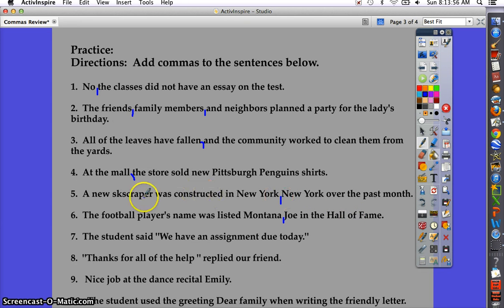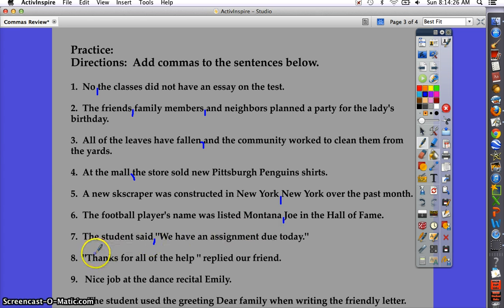Number 7: The student said, "We have an assignment due today." There's some dialogue, the exact words of a speaker, so it's: the student said, comma, quote, we have an assignment due today, period, quote. In both cases, you see the punctuation before the quotes, P before Q. Again here, punctuation, quotes in dialogue. Punctuation before the quotation marks, P before Q in the alphabet.